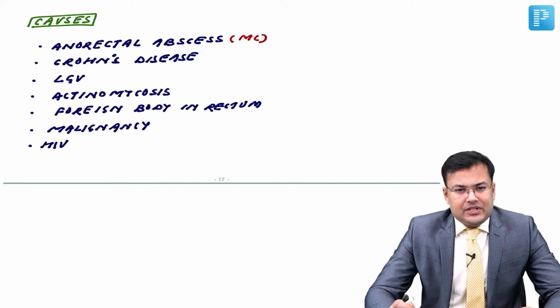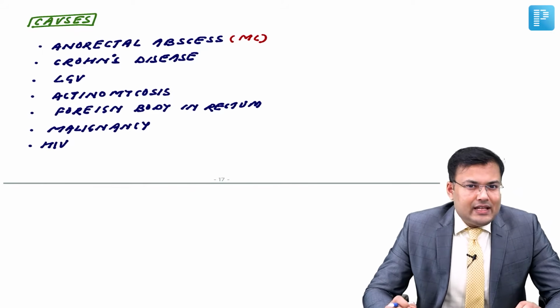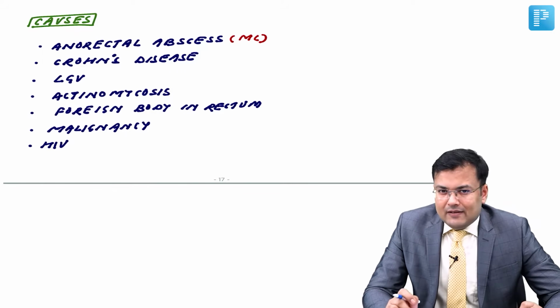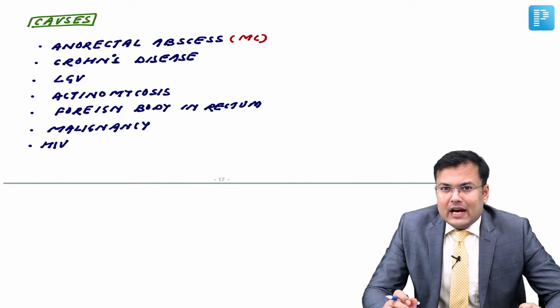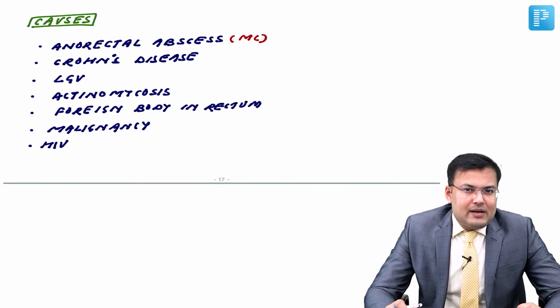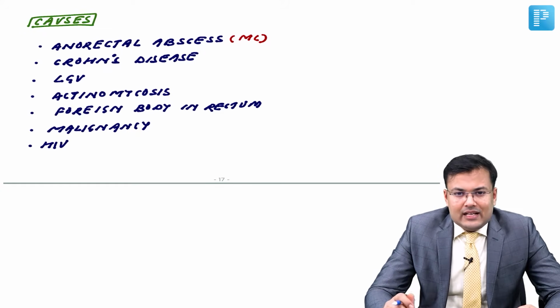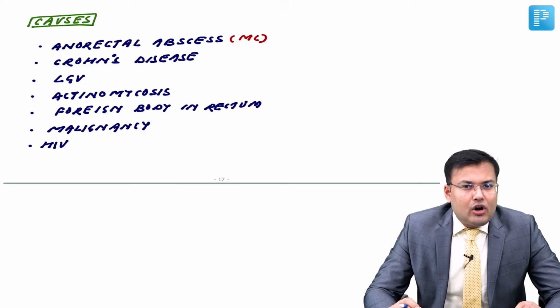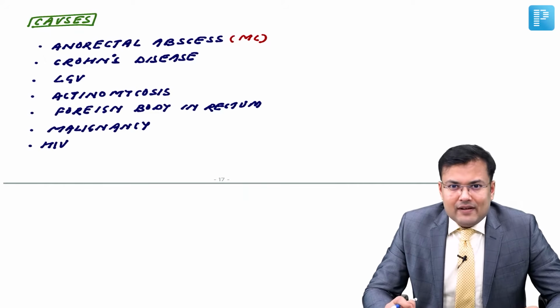Other causes are patient is having Crohn's disease. So you know, in Crohn's disease patient also there are multiple anal fistula. In lymphogranuloma venereum also there is fistula. Actinomycosis, foreign body in rectum, malignancy, HIV, these are the other causes. So in all these cases you may find fistula.